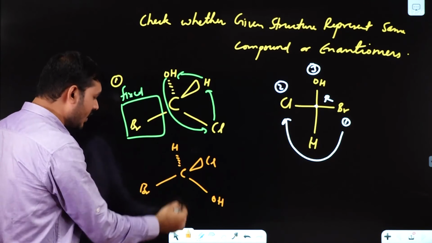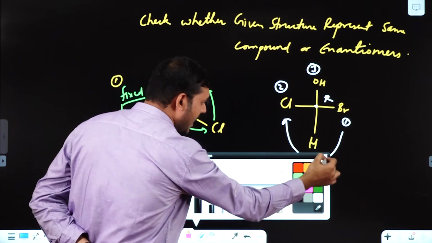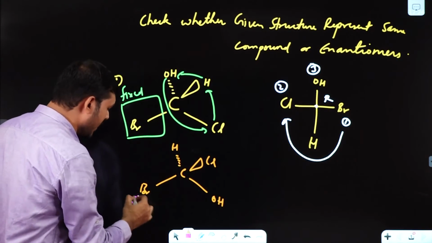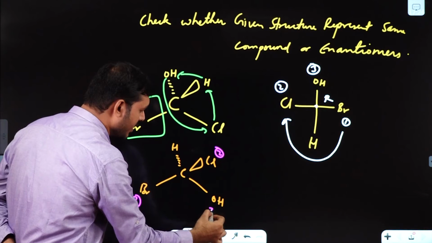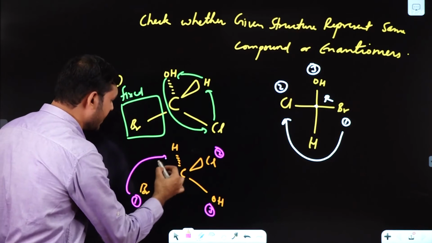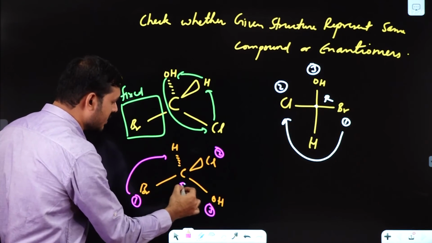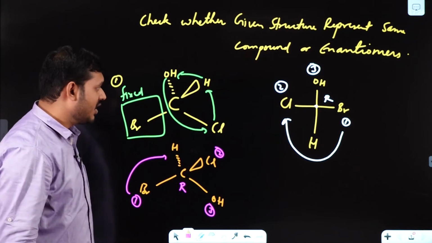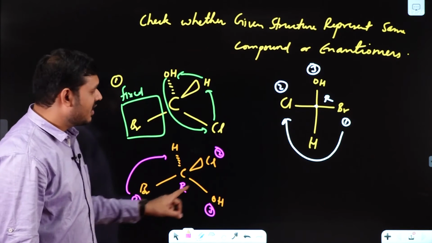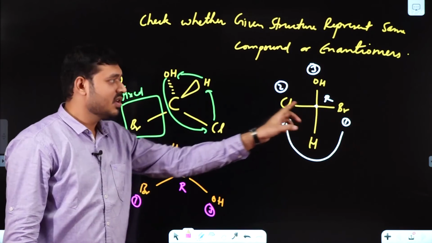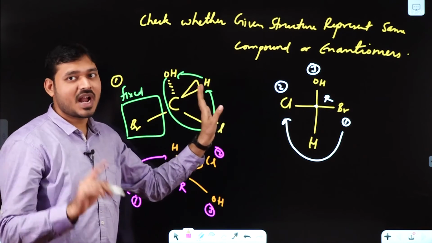Now check RS in this. RS configuration in this one. So bromine 1, chlorine 2, OH 3. So you can say this side, clockwise rotation. So this has configuration R. Now this has configuration R. This also has configuration R. So the given compounds are identical.